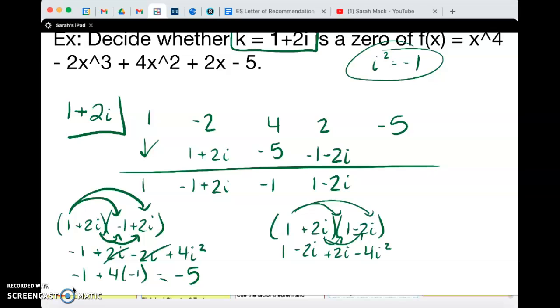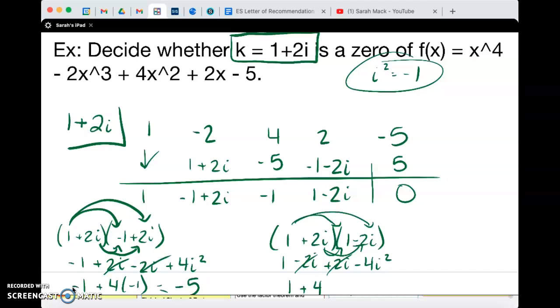Once again, it was really nice because the negative 2i and positive 2i canceled. And negative 4i squared becomes what? Yeah, just 4, so plus 4. And 1 plus 4 is 5, so that's my last number. So the negative 5 plus 5 is 0. Yeah, so this is a 0 because the remainder is 0. After all that work, figured it out.